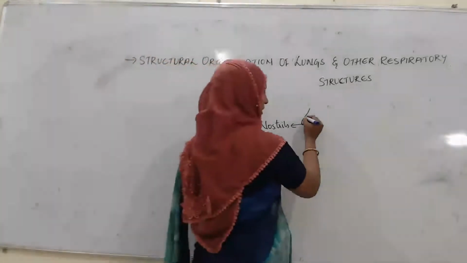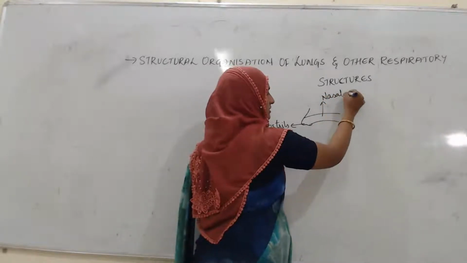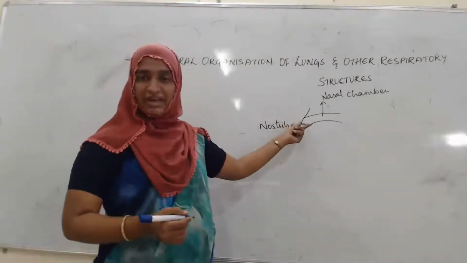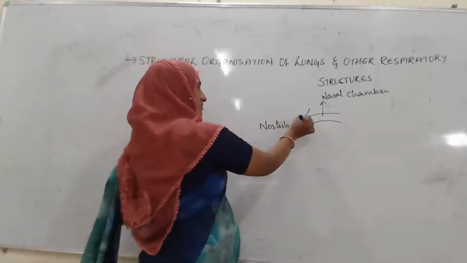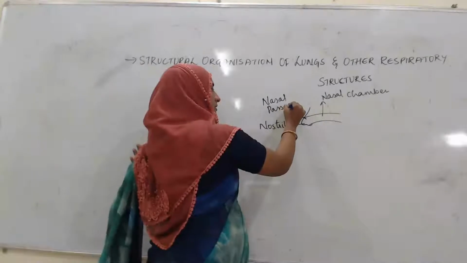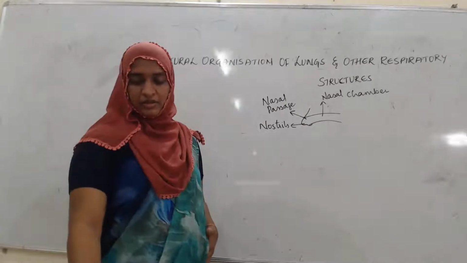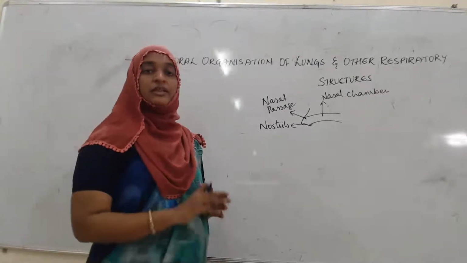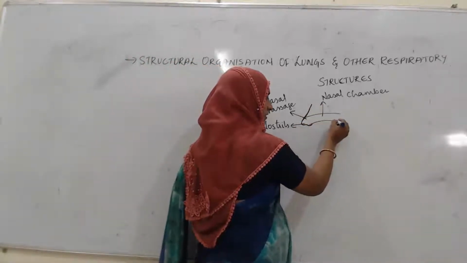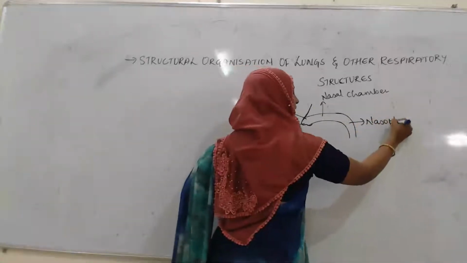Here we see it leads to what? It leads to the nasal chamber. This is the nasal chamber, and the passage from the nostril we can call the nasal passage. The next thing: the nasal chamber opens into the nasopharynx, the region opening into the next part.